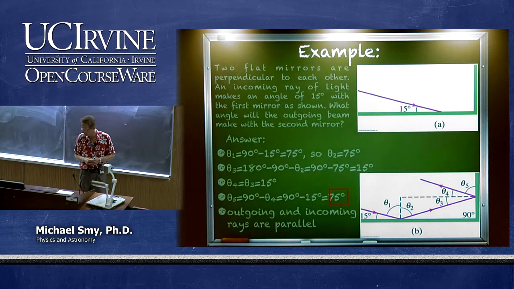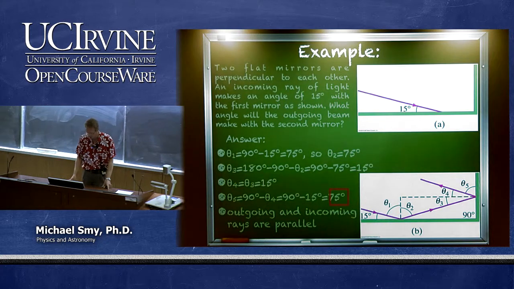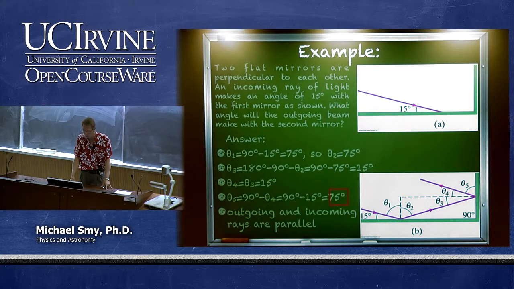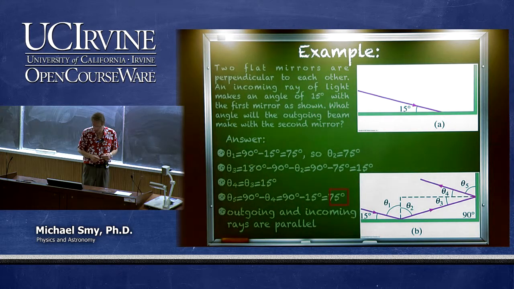And let's start with an example. Let's say we have two flat mirrors which are perpendicular to each other, like shown in this diagram. An incoming ray of light makes an angle of 15 degrees with the first mirror, as shown in the picture. And the question is, what angle will the outgoing beam make with the second mirror?